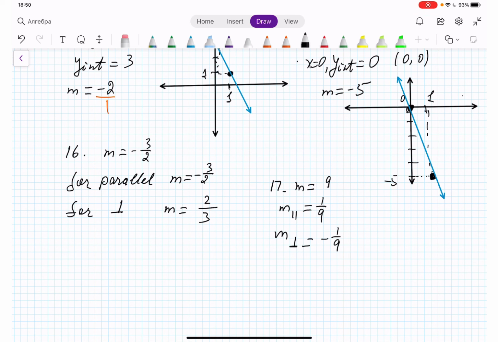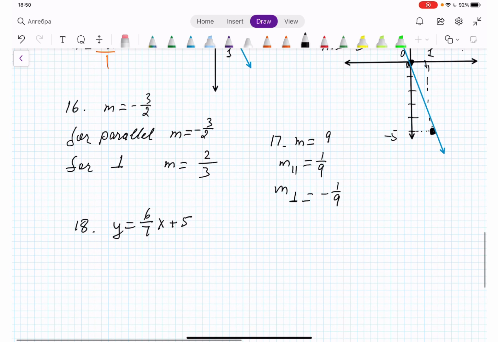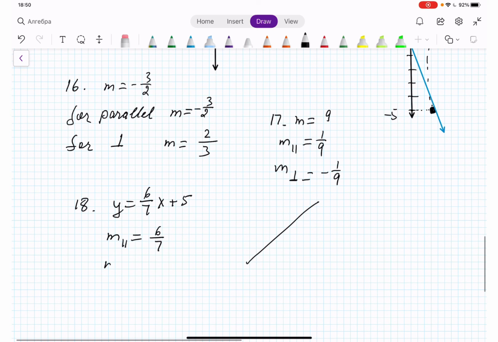And lastly, number 18, we have y is equal to 6 over 7x plus 5. The slope of the line that is going to be parallel to this line, obviously this line is going to rise because the slope is positive. So therefore, the slope for parallel is going to be also 6 over 7. And the slope for the perpendicular line is going to be flipping to 7 over 6 and the opposite sign also. Okie dokie, I'm done.